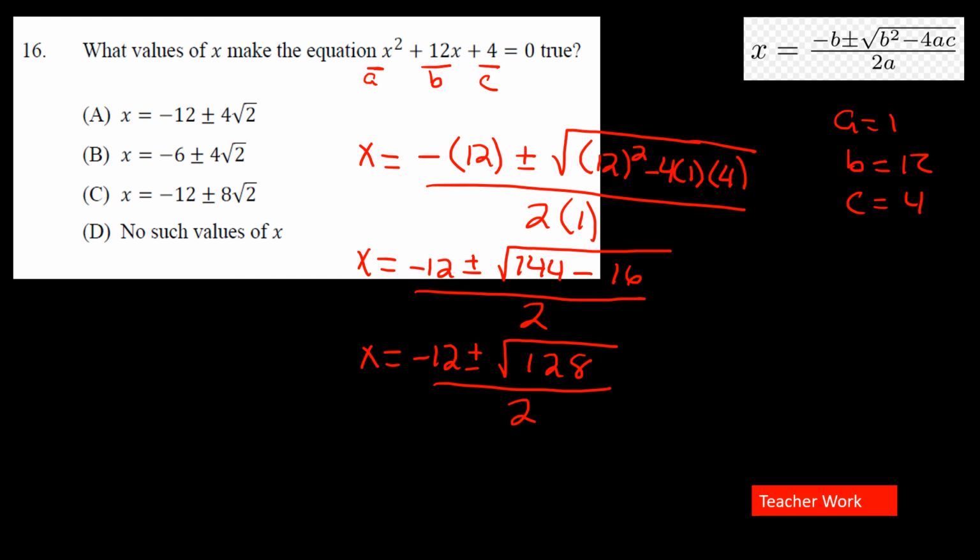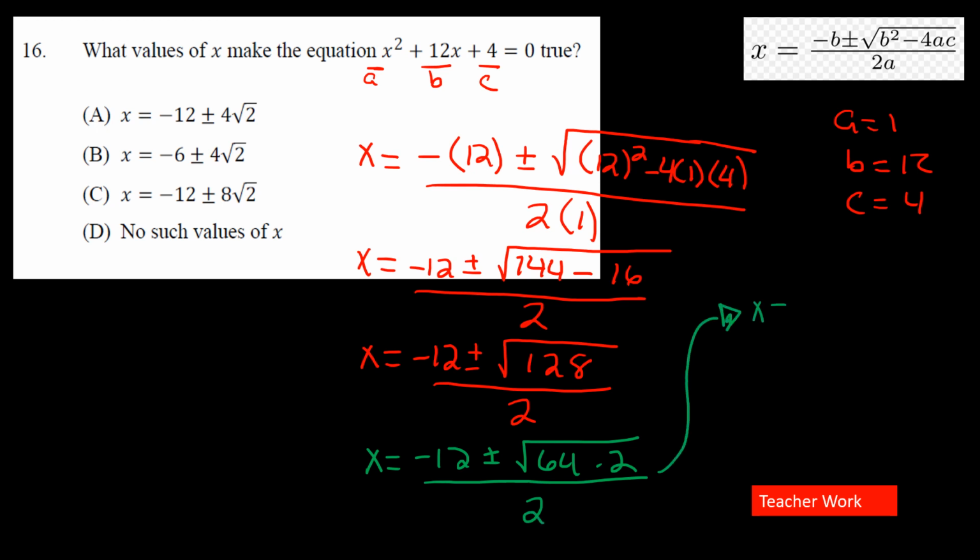And so what we're going to want to make sure that we do here is we can always start off with taking that 128 and seeing, can we divide that by 2? Alright, and so we're able to divide that by 2, and what we end up getting is x equals negative 12 plus or minus the square root of 64 times 2. And this is nice because the square root of 64 we know is 8. All of this is divisible by 2.